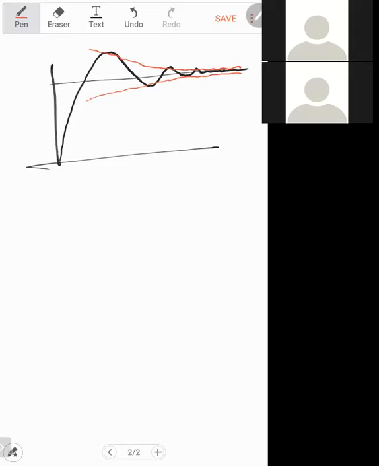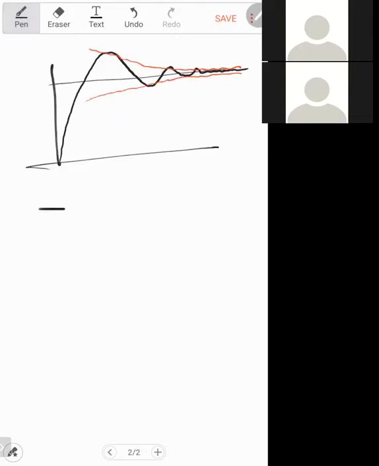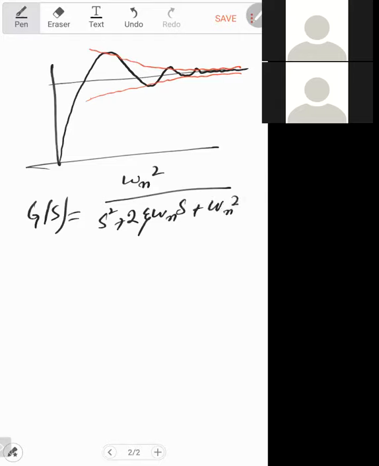Since we said that the second order transfer function, again I will write over here, G(s) is equal to omega n square divided by s square plus 2 zeta omega n s plus omega n square. Since the polynomial in the denominator gives the poles, and here the order of the polynomial is 2, we will have 2 poles, and this will completely describe the system.